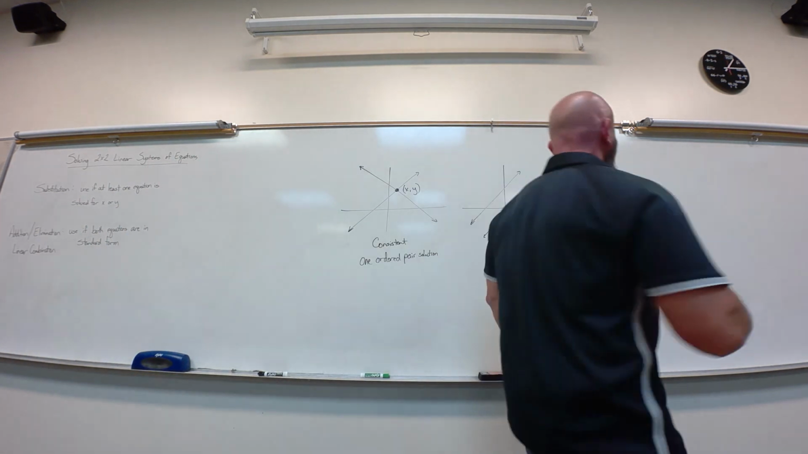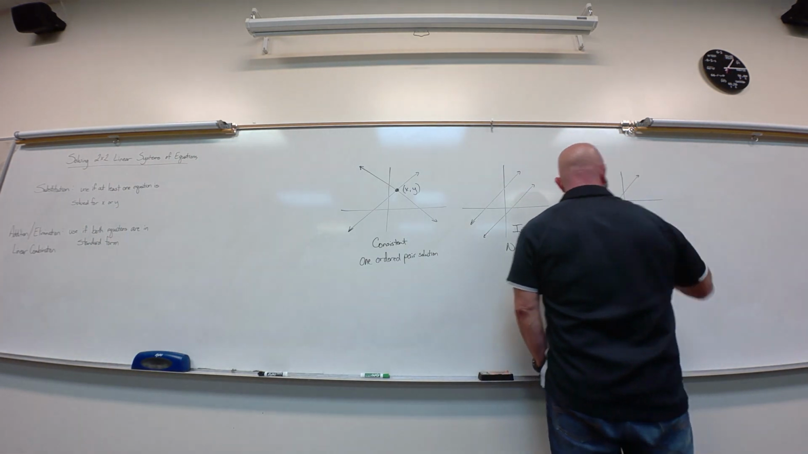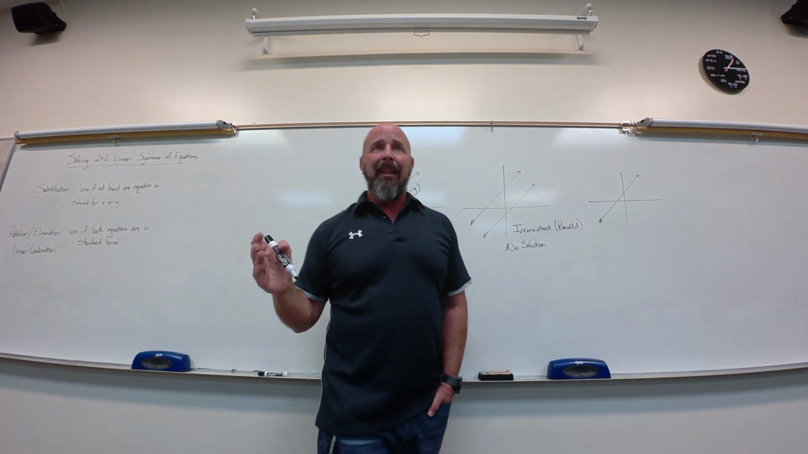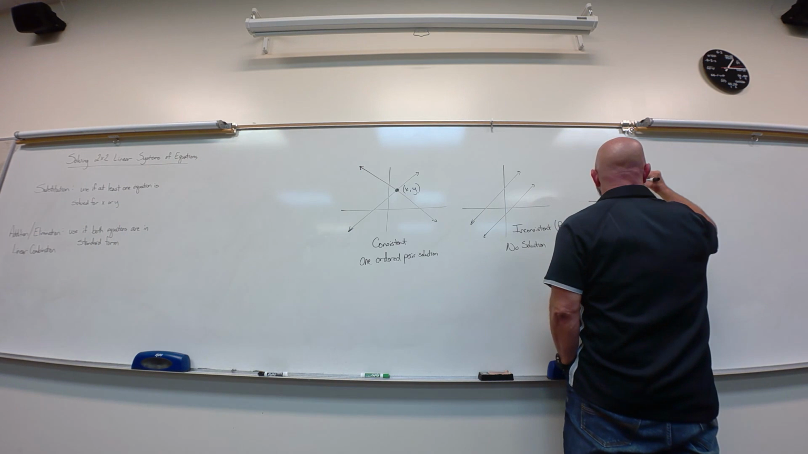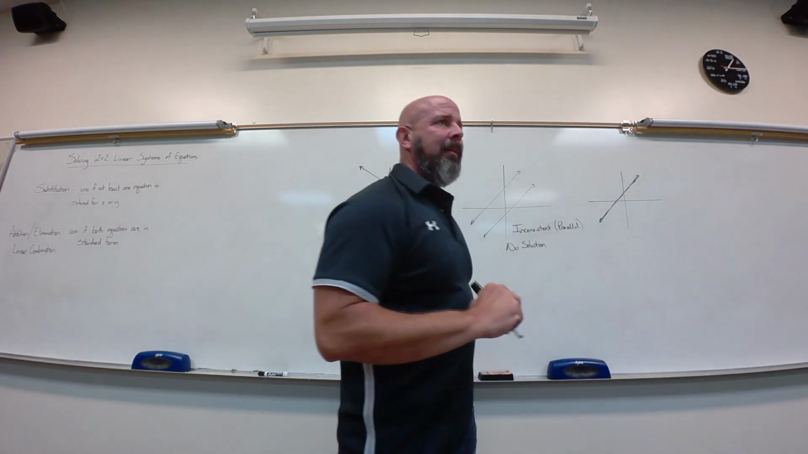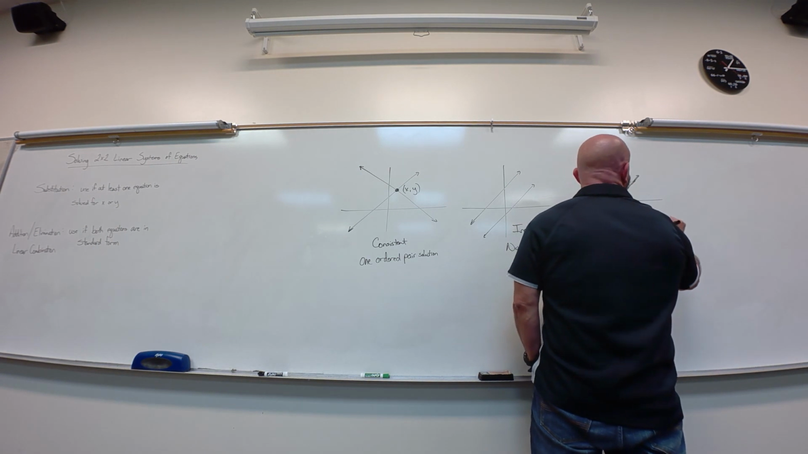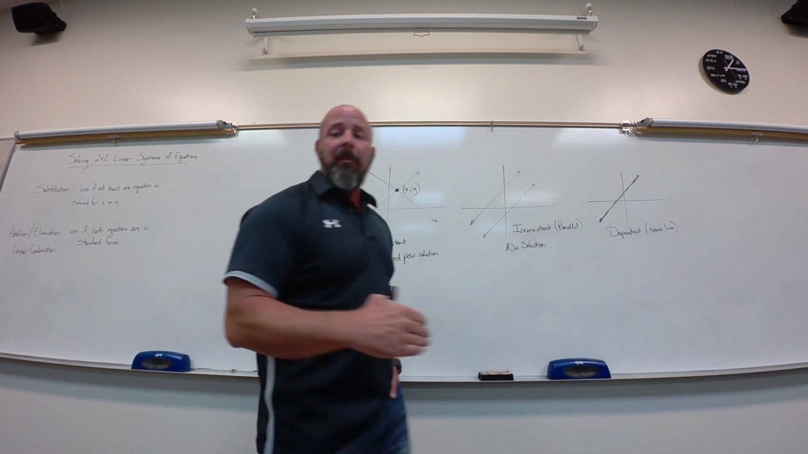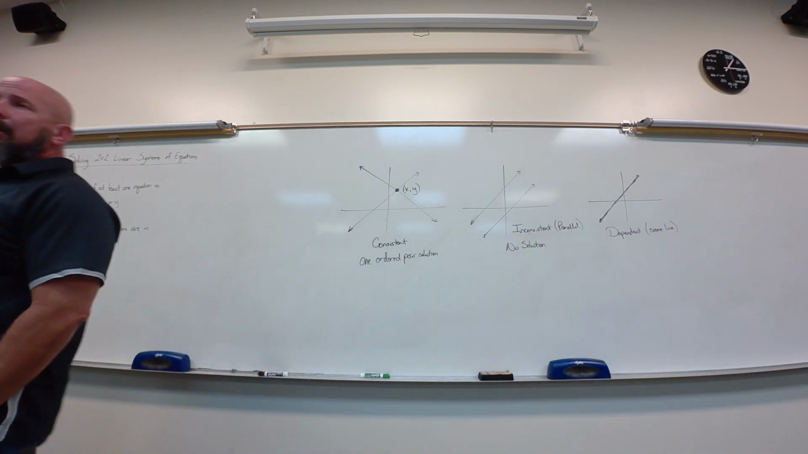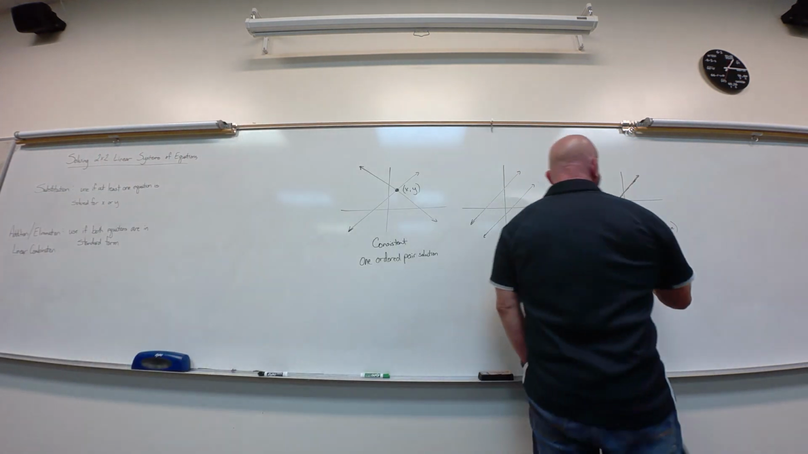The third type, you've got a line here in the coordinate plane, and the second line lays right on top of it. This is what we call dependent. Also referred to as it's the same line. It's dependent. One's depending on the other. They're laying right on top of each other. They're the same line. This would create infinite solutions.